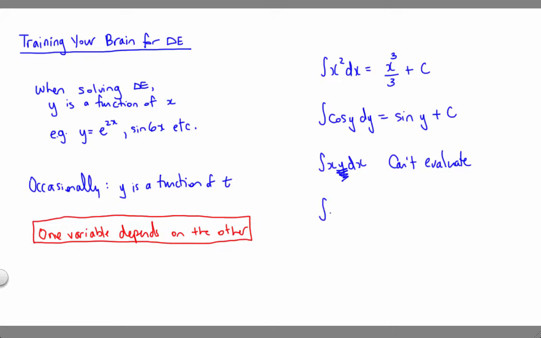Similarly, if we wanted to integrate, say, cos x with respect to y, again the issue is we don't know at this point how y and x depend on one another. And so we can't evaluate the integral, again because we've got a mixture of x and y inside the integral. We're integrating with respect to y, but our integrand is in terms of x, so it can't be evaluated.